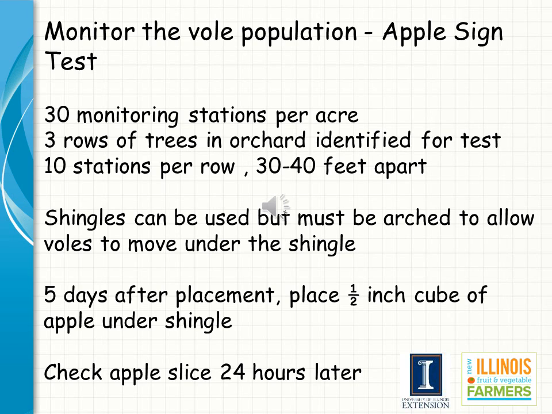One way to monitor or scout for voles is to use what has been referred to as the apple sign test. Half of a shingle can be used to make a monitoring station by placing it on the ground, slightly arched upward. 30 stations are placed per acre as described on this slide. The stations are left unbaited for 5 days, then a small piece of apple is placed under each shingle, and then the apple is checked 24 hours later, looking for signs of consumption by a vole.